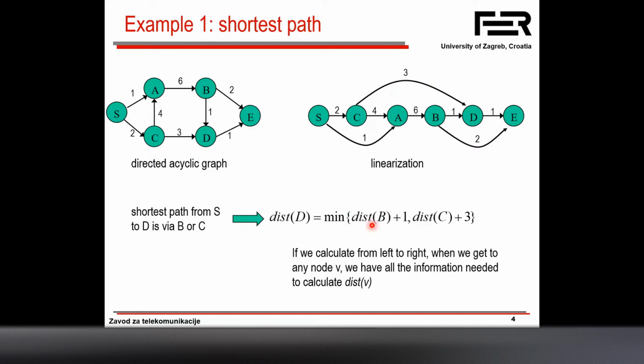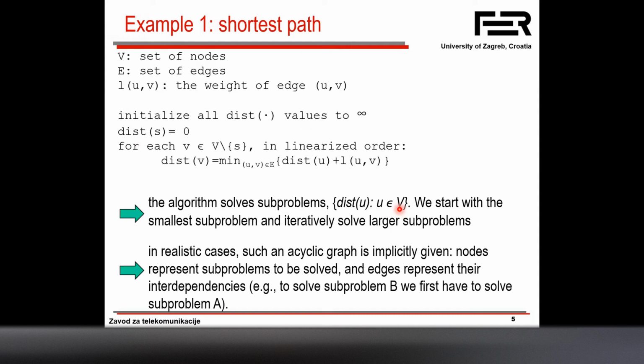If we calculate from left to right, when we get to a certain node, C, A, B, and so on, we have already solved all of the information that we need to calculate this minimum distance to V. So if we look at just the formulation, if V is our set of nodes, E is our set of edges, and uv is the weight of the edge going from u to v.